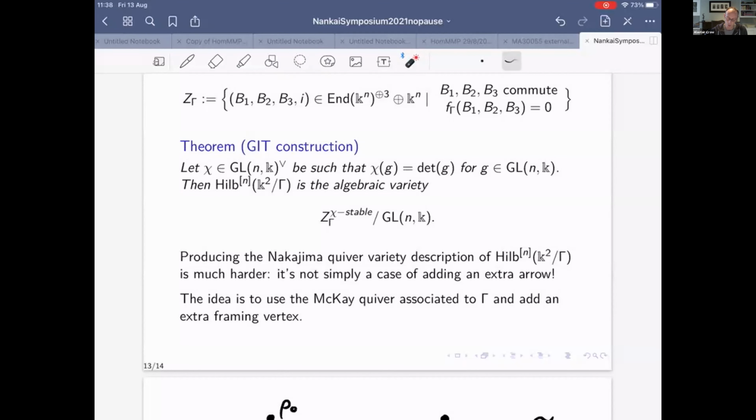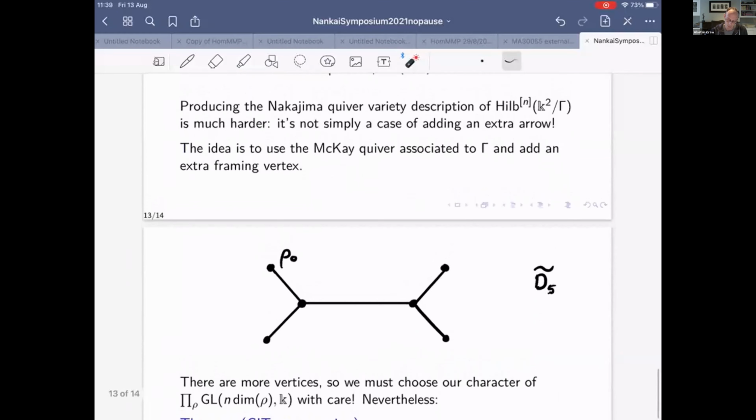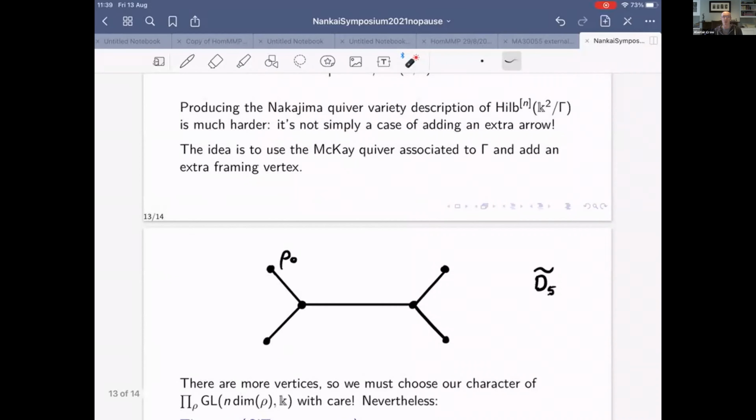What we want to do is use the McKay quiver associated to the finite subgroup. So I'll move to the final slide where I'll say briefly, the McKay quiver, so John McKay in 1980 associated to this finite subgroup of SL2 an affine Dynkin graph. So here's the D5 tilde case, and this is a graph, but let's build a quiver just by putting an arrow in each direction. So I've got a pair of arrows for every edge. So I'm building the McKay graph.